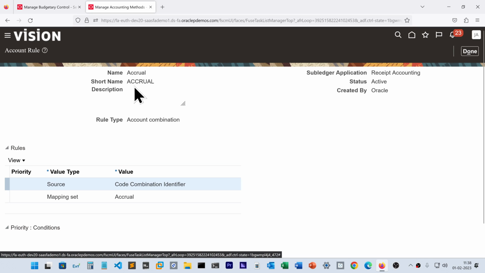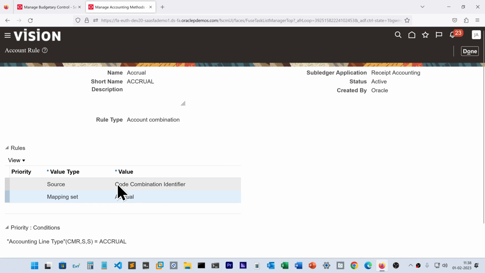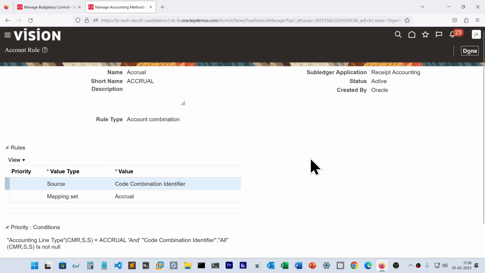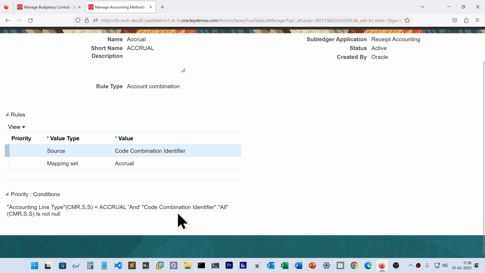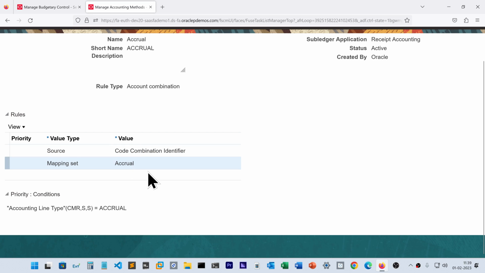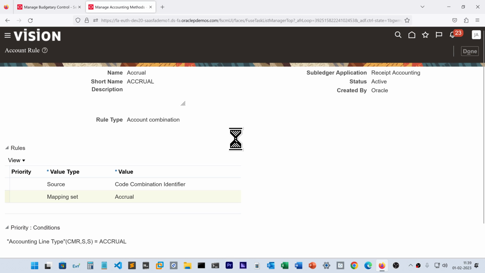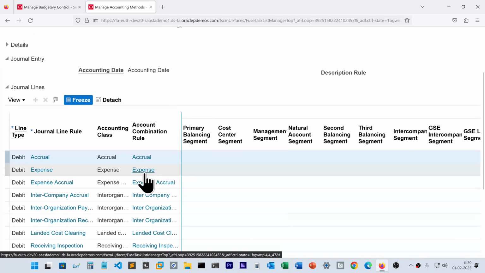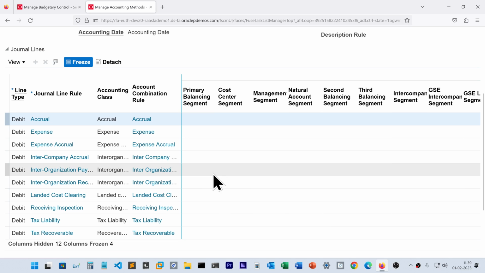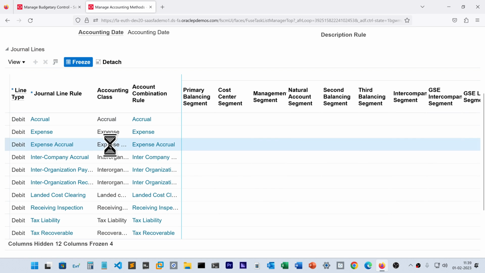Now in this rule of accrual also we will see the same thing. Go to the code combination identifier. The last part is code combination identifier is not null. So if it is not null, it will take it. If it is null, it will go to the mapping set called accrual and the account will be taken from there. Click done. You will see that the same thing repeats for all the accounts. You take another account, let us say expense accrual, open the code combination rule.